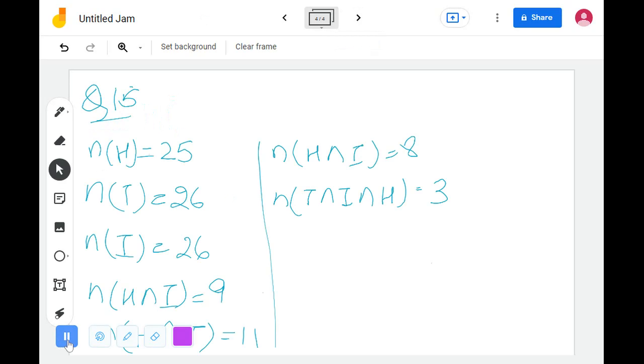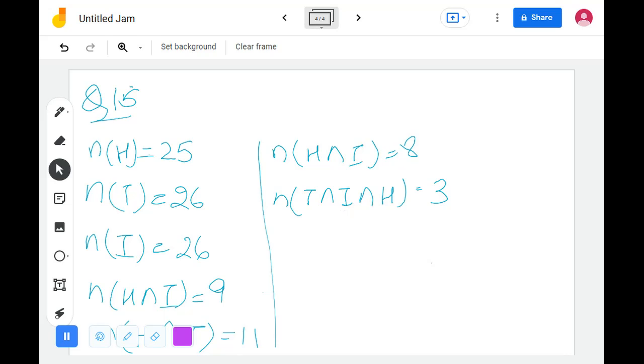Now this is what is given in the question. Newspaper H was read by 25 people, newspaper T by 26 people, and newspaper I by 26. H and I both is 9, H and T is 11, and H and I is 8 (as stated). All three newspapers read together is 3.